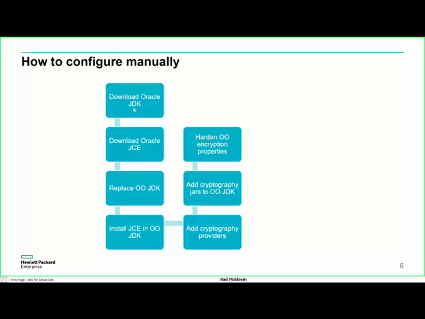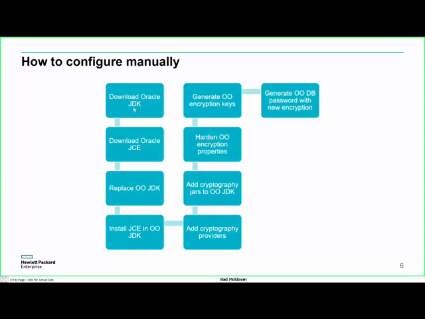We need then to harden all encryption properties. So we need to change in the encryption properties the encryption algorithm and the key size in order to be FIPS compliant. Generate new OO encryption keys that match the new encryption properties.